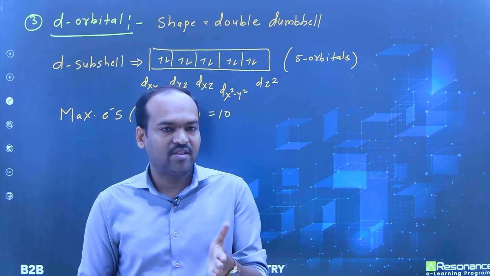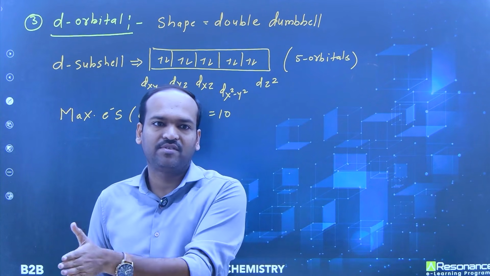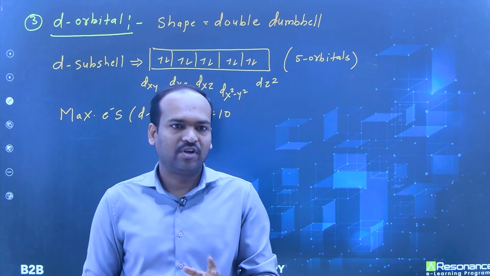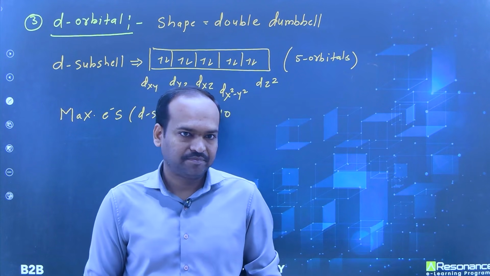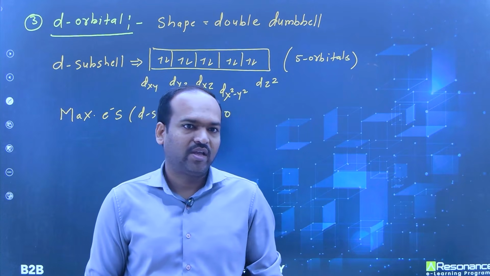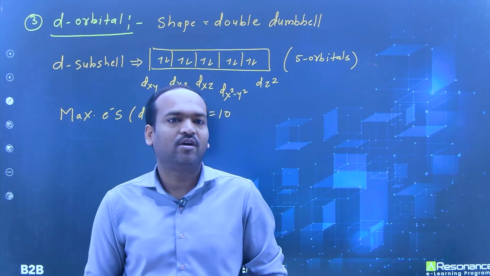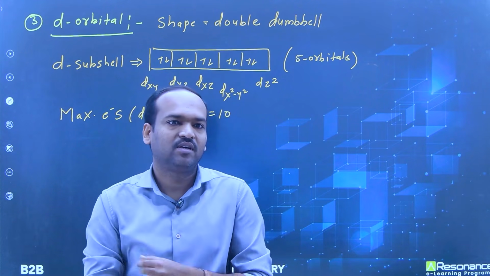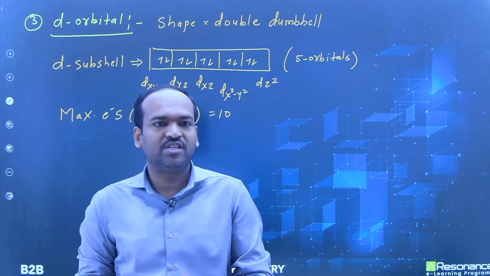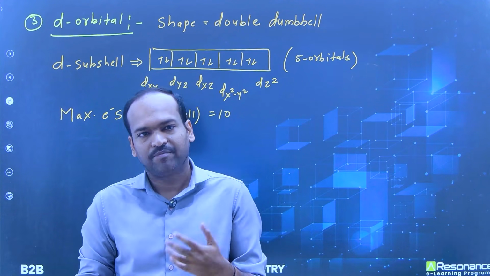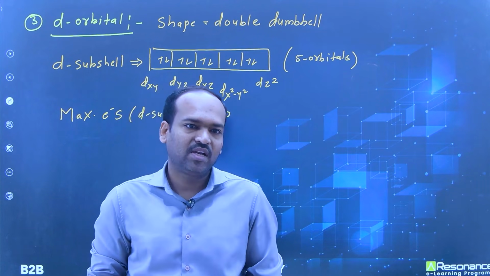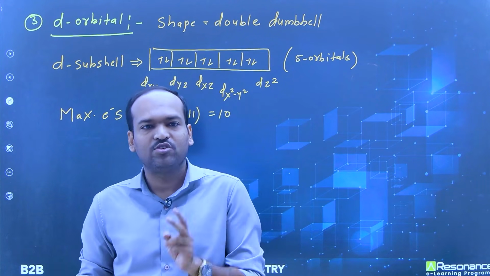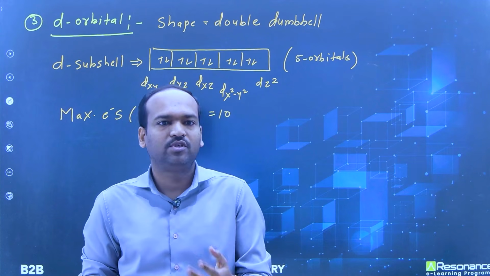Arithmetic progression: 1, 3, 5, 7. S subshell has 1 orbital, P subshell has 3 orbitals, D subshell has 5 orbitals. How many orbitals are present in the F subshell? F subshell has 7. If there is a G subshell, then 9. Then the H subshell is 11. There is a common difference of 2.